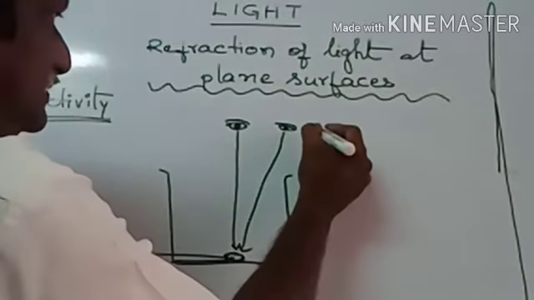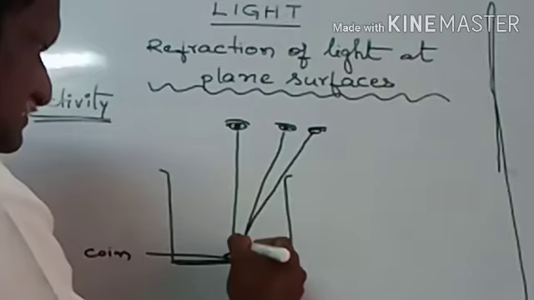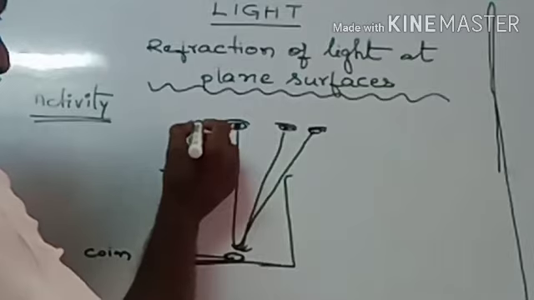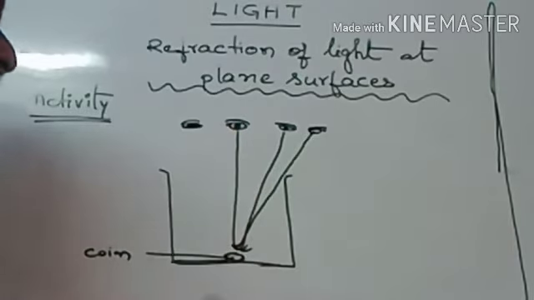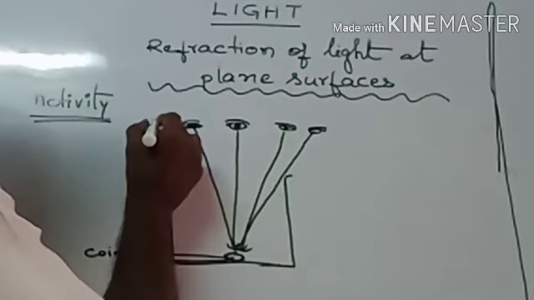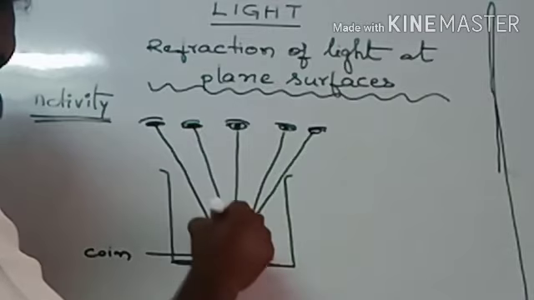Can we see this coil from here? Yes, we can see this coil from here also. Can we see this coil from this place? Yes, we can see it from this place also. Can we see it from this place? From this also we can see this coil.